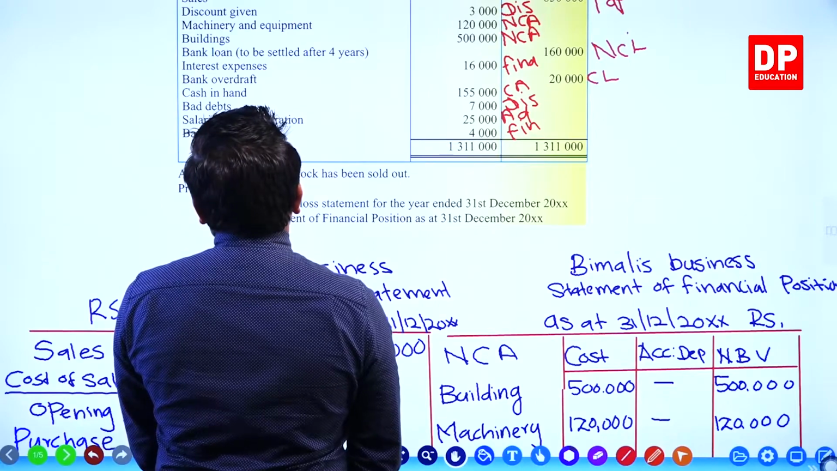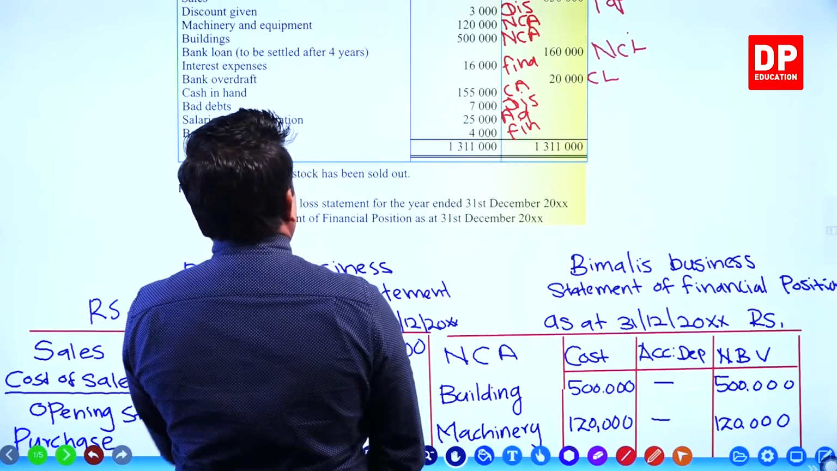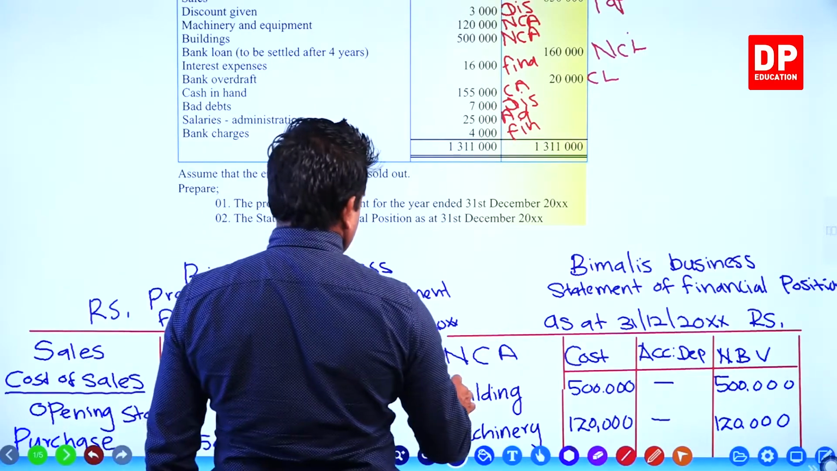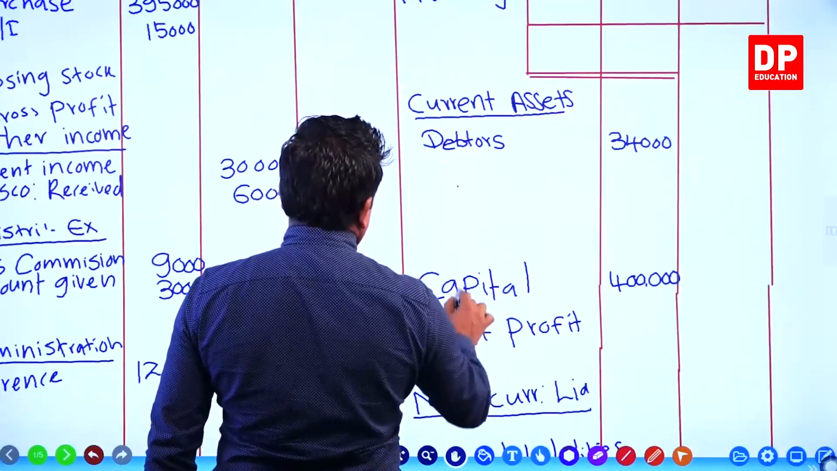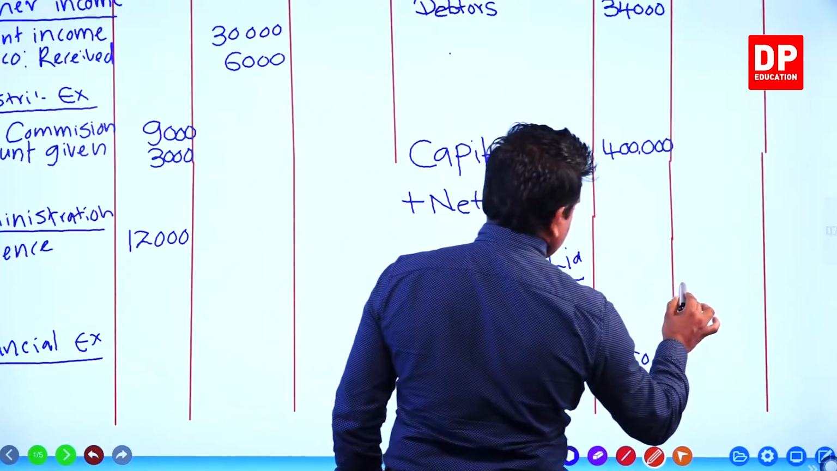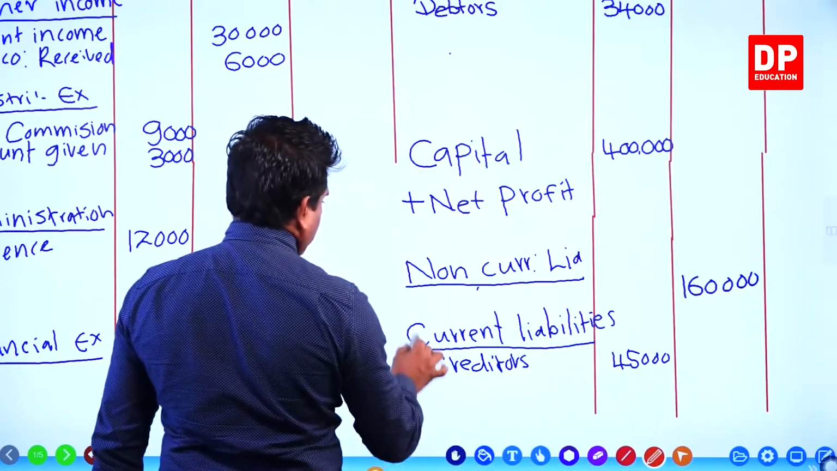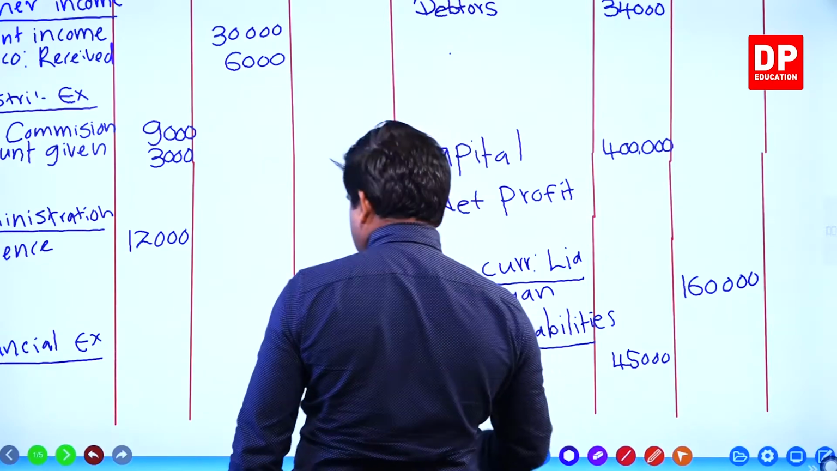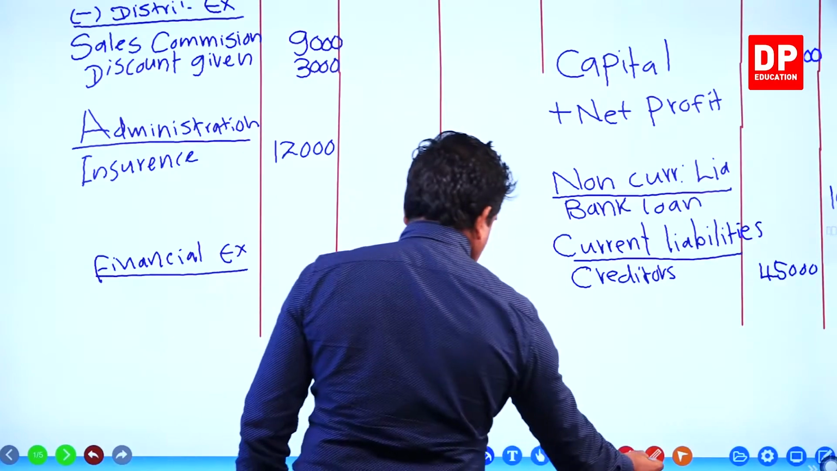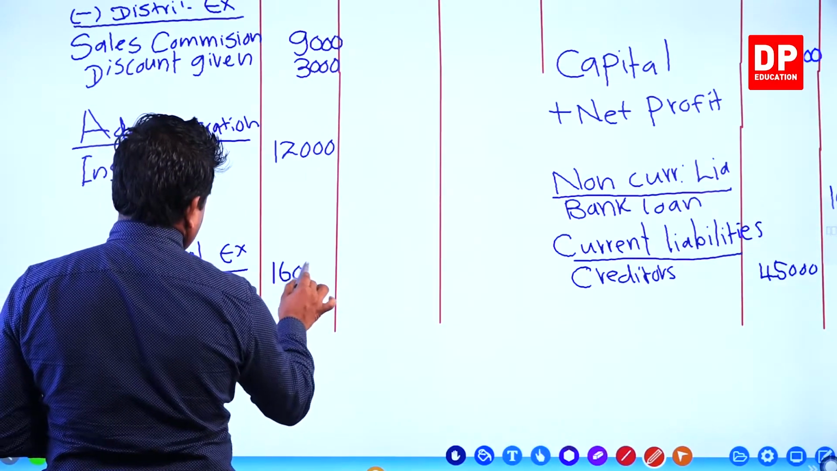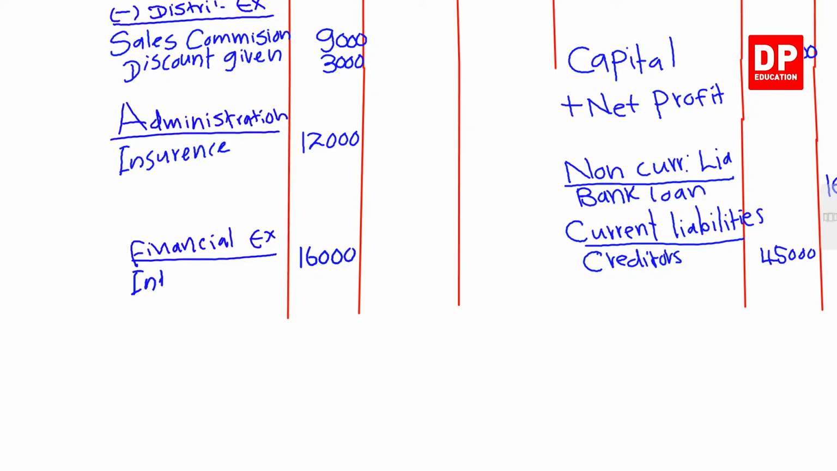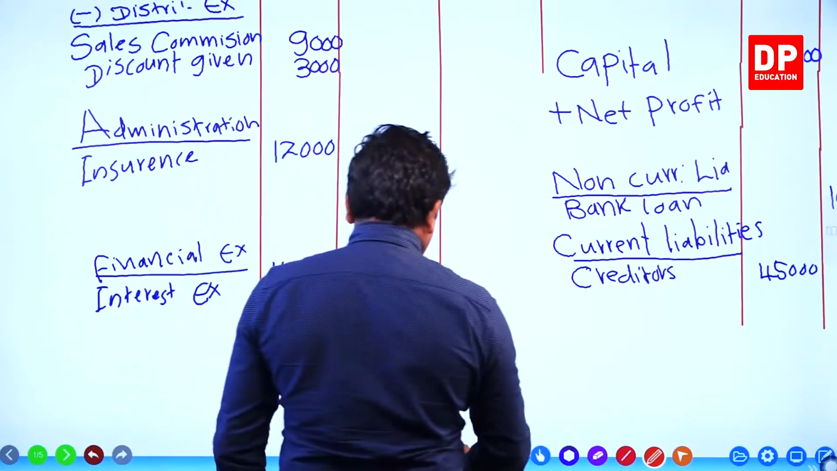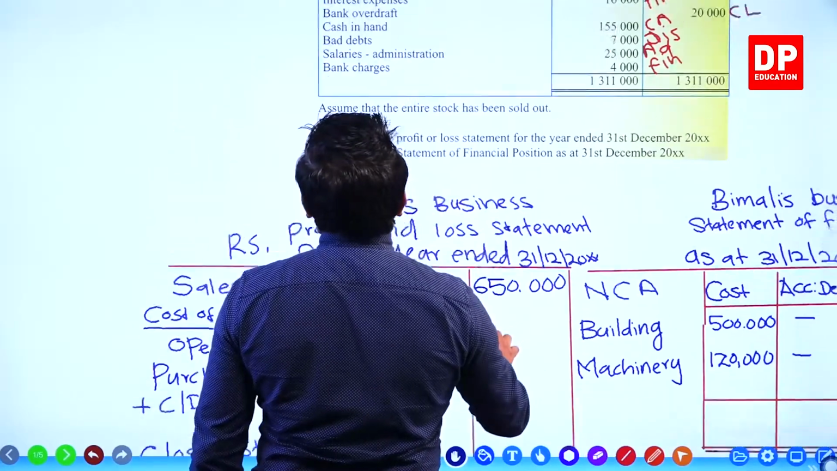Bank loan 160,000, interest expense 16,000. Bank loan is a non-current liability. Why? To be settled after 4 years. Interest expense 16,000. Bank loan is only one item, that's why we put it in the corner. Here, bank loan. Interest expense, do you remember how much? Interest expense, financial expense, right? It's 16,000. It goes under the financial expense category.